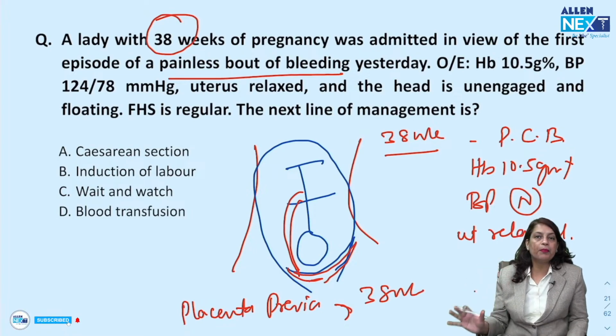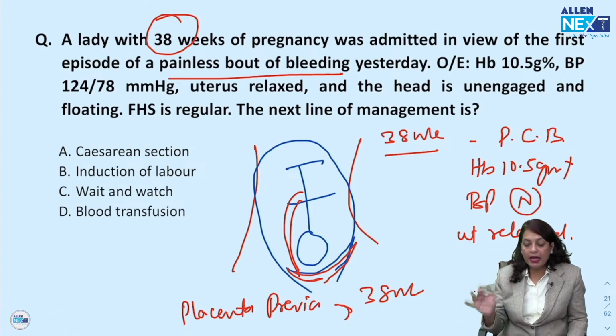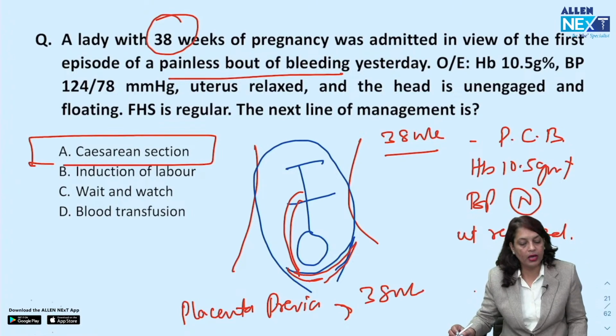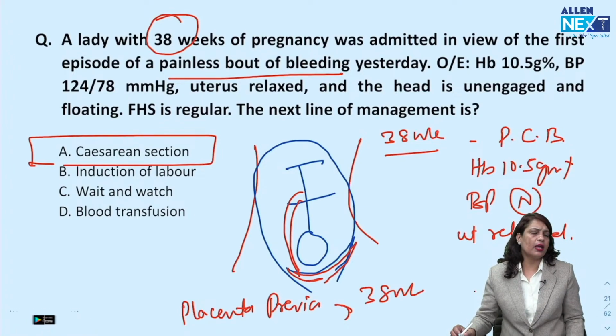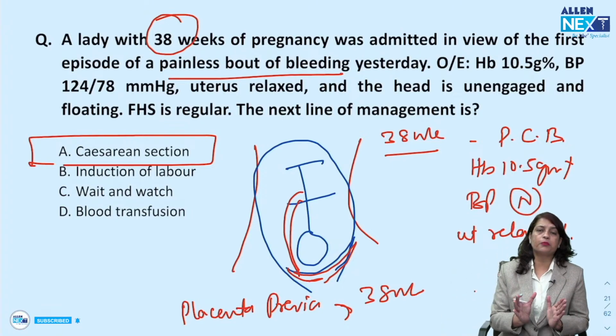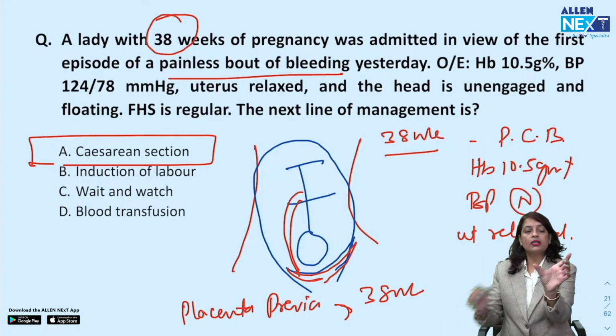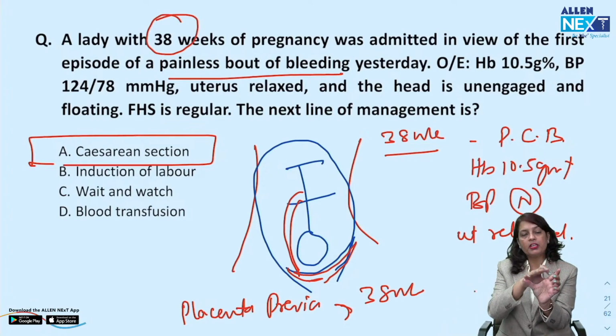This is a placenta previa and she has come to you with bleeding. So I am going to do a cesarean section. I don't want to waste my time and I don't want the patient to be at risk. So if the pregnancy is term, it could be a central placenta previa, a major placenta previa.